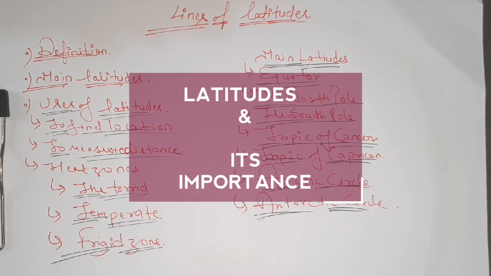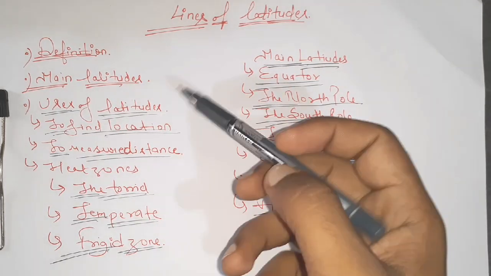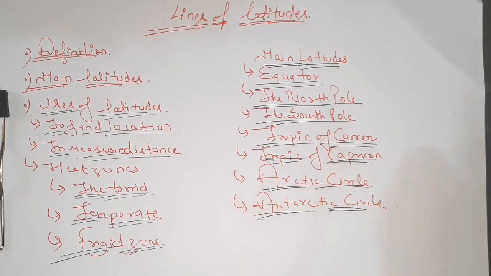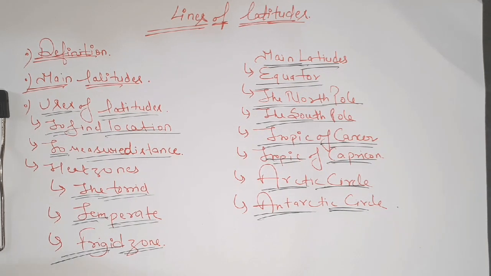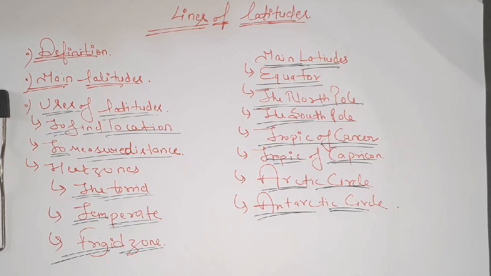Welcome students to the second part of the second chapter, the geographic grid, and today we will be starting the second topic, the lines of latitude. In this video we will be dealing with the definition of latitude, the main latitudes and the uses of latitudes: the Equator, North Pole, South Pole, Tropic of Cancer, Tropic of Capricorn, Arctic Circle and Antarctic Circle. And if we talk about the use of latitude, how they are useful to us, we will go through all of these in detail in this video. So let's get started.